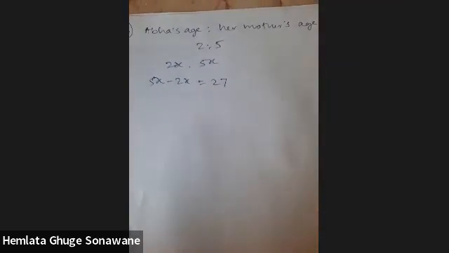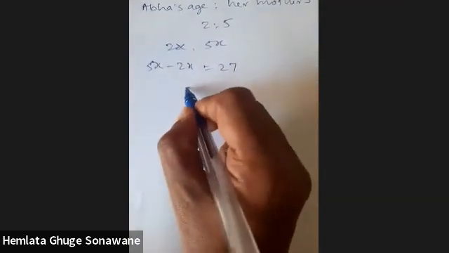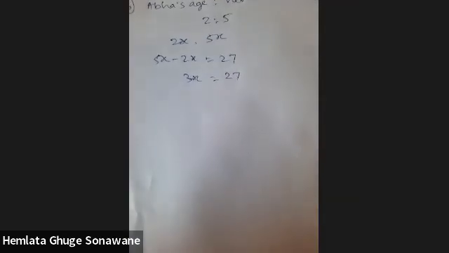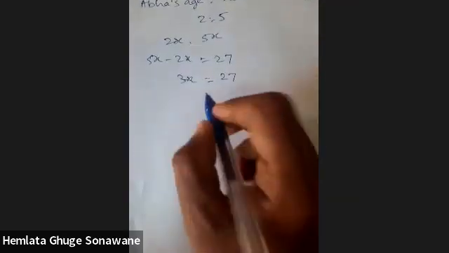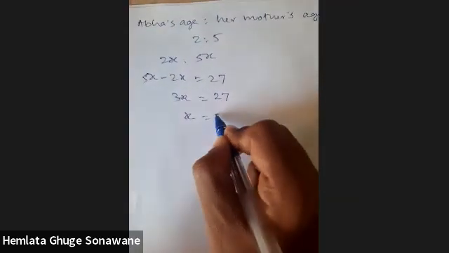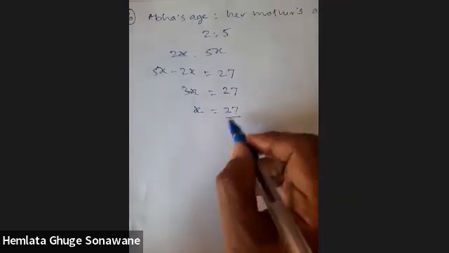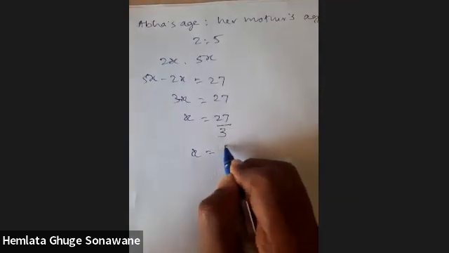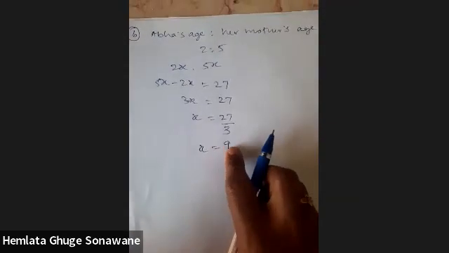Okay. Now we'll simplify this. 5x minus 2x becomes 3x is equal to 27. Now 3 is in multiplication form. It divides towards the right hand side. So it becomes x is equal to 27 upon 3. You can simplify this. 3 nines are 27. So x is equal to 9. We have got the value of x as 9.